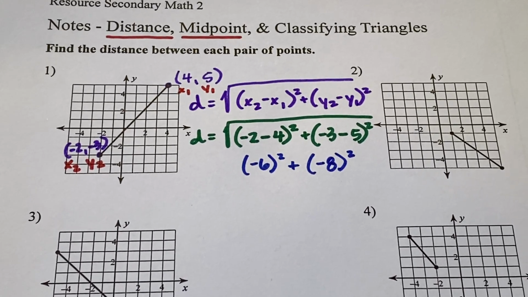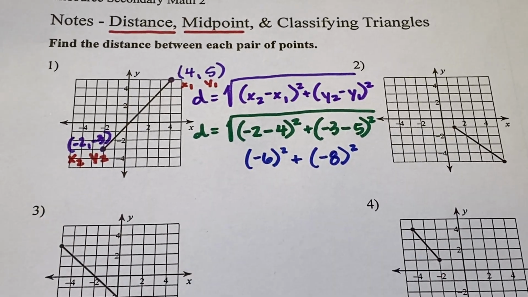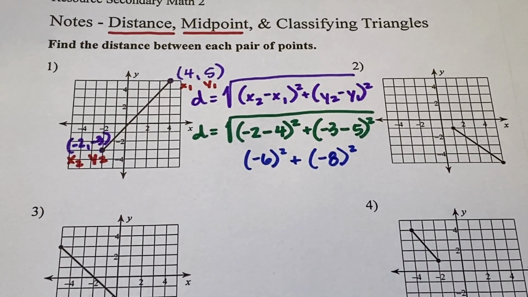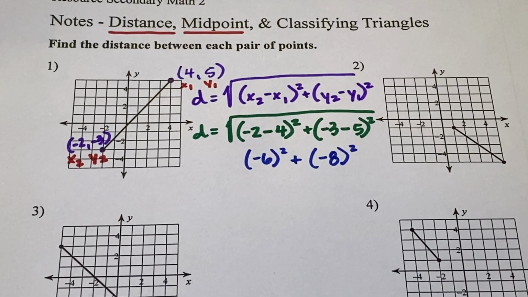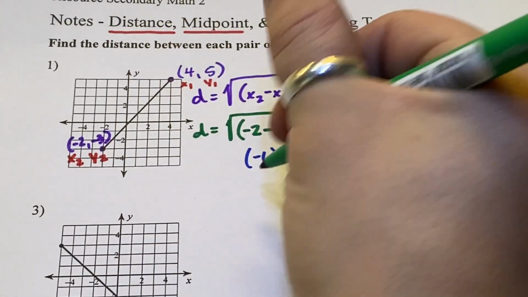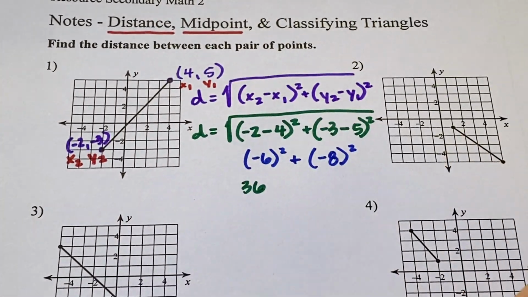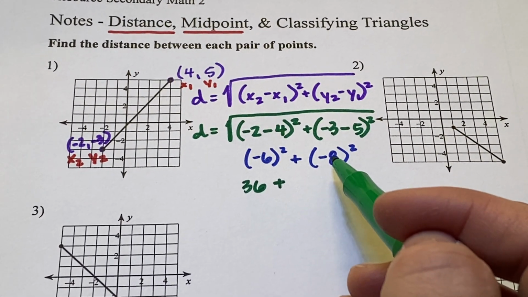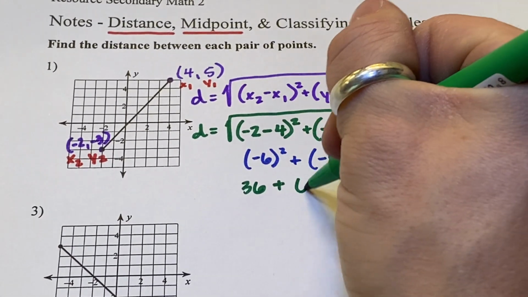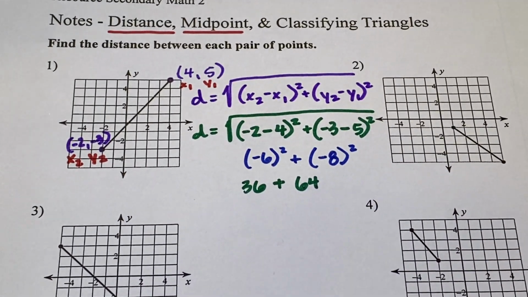What am I going to get with negative 6 squared? Think negative 6 times negative 6. Negative 12 or negative 16? Positive 36, right? Negative times a negative gives me a positive. So positive 36 plus negative 8 squared, positive 64. Okay, let's keep going.